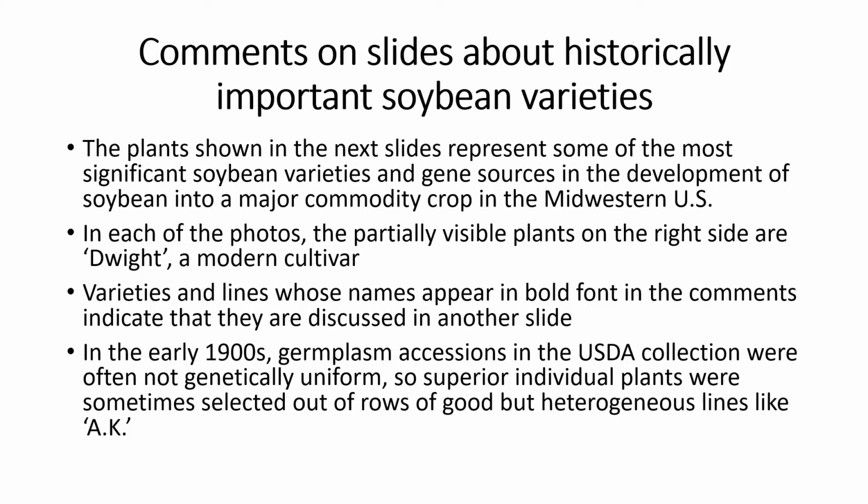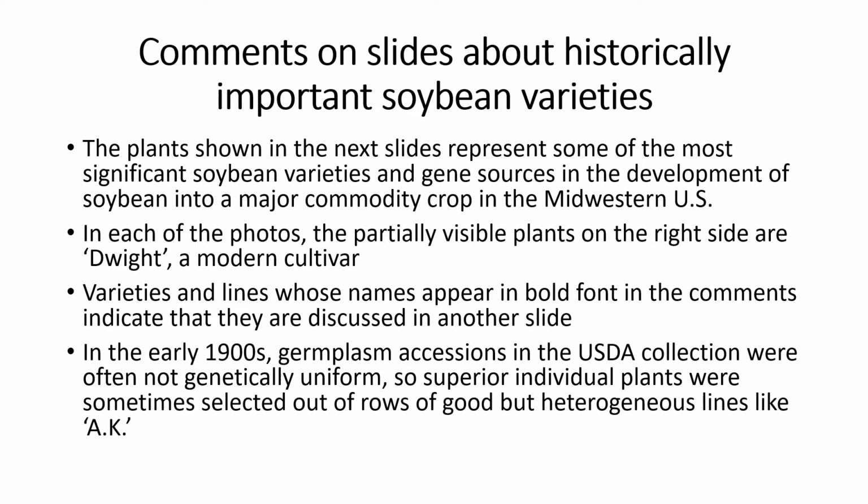Before we launch into the slideshow, I'd like to make a few comments about these historically important varieties that we'll be showing you. The plants represent some of the most important varieties that were grown in the United States in the 20th century, going from early introductions that were brought directly from Asia and selected for growth in the US just because they yielded well here, up into some more modern varieties that were developed in the 1970s, 80s, and 90s.